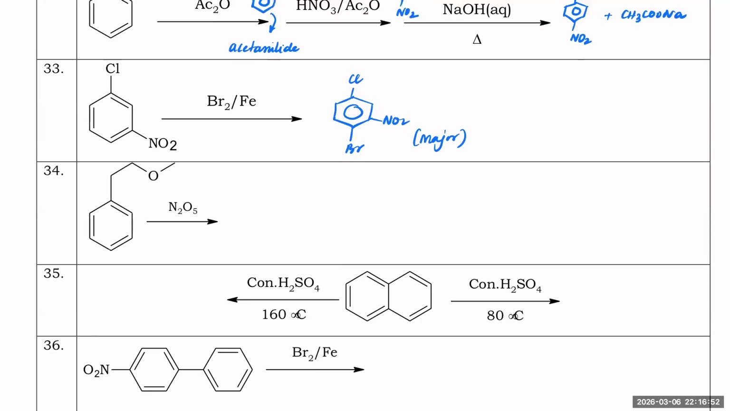Next. N2O5 is about nitration. So this group, the ether group, does not do anything, but you'll get nitration. So in para position, you'll get NO2.